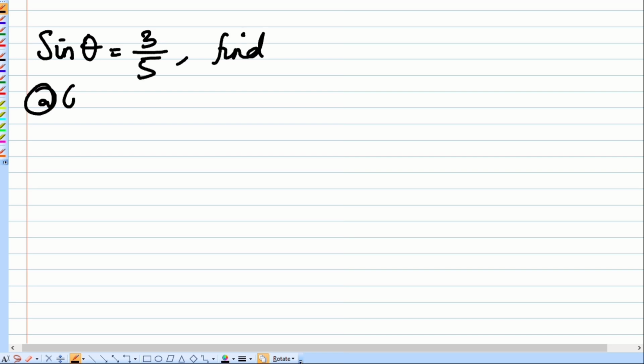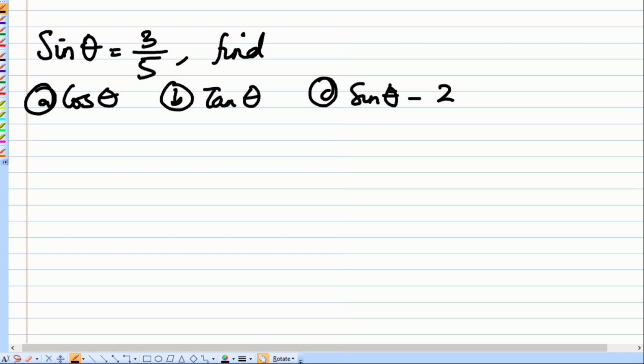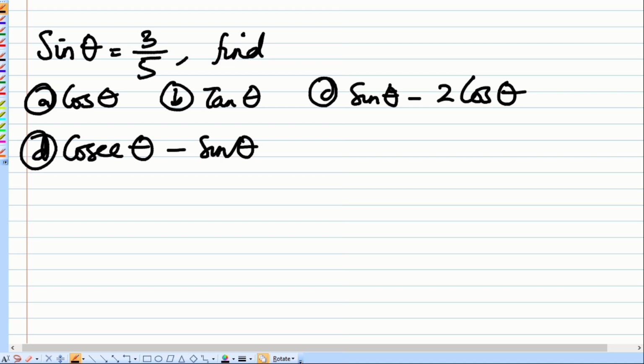Said that if sine theta is equal to 3/5, find A, cos theta, B, tan theta, C, sine theta minus 2 cos theta, and maybe let's say D, cosec theta minus sine theta all over the secant of theta.